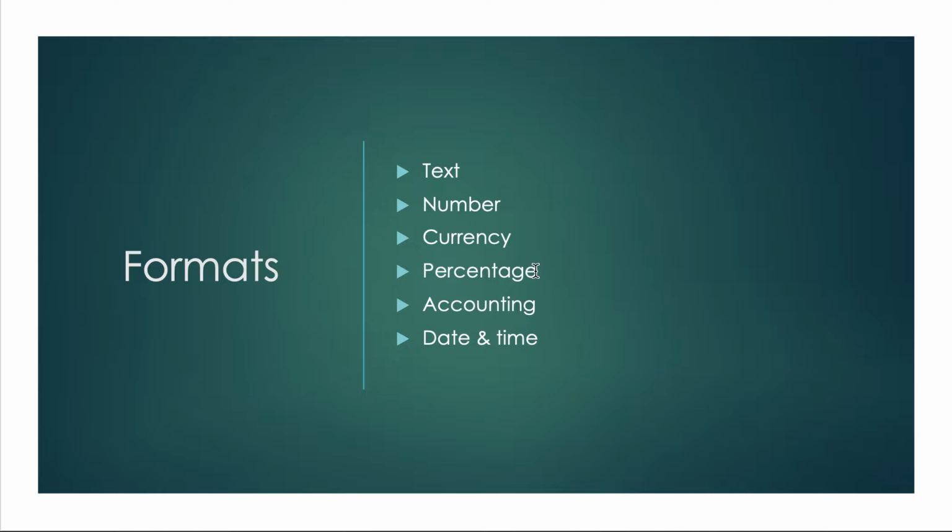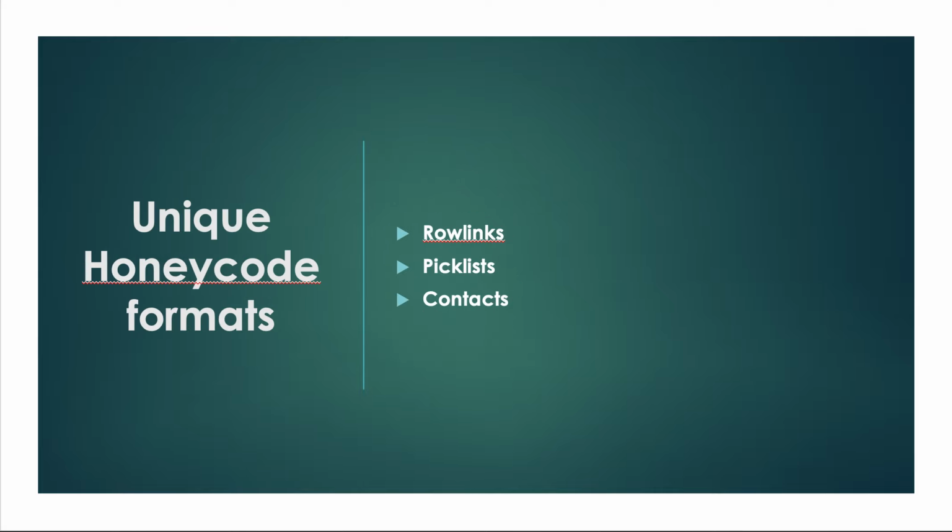So these are the basic data types available, like text, number, currency, date and time, accounting and percentage. And we have a few unique Honeycode formats like Rowlinks, Picklist, and contacts. So I'm gonna explain these formats in more detail today.